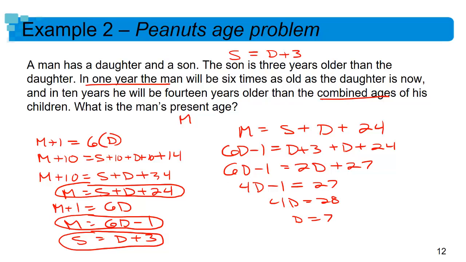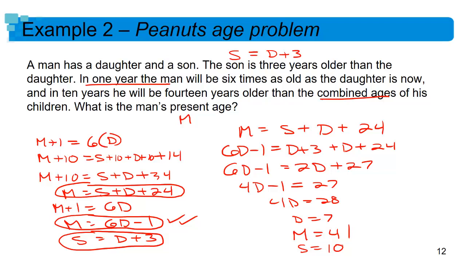But we want to know what's the man's present age. So, okay, well, over here, we have this equation here that says the man, his age, right, is 6 times the daughter's minus 1, right? Because it really was in 1 year he will be 6 times, right? So when we do this, if we plug in the 7, 6 times 7 is 42. 42 minus 1 is 41. And the man's age is 41. Of course, if we need to know the son's age, right, over here, the son is 10.